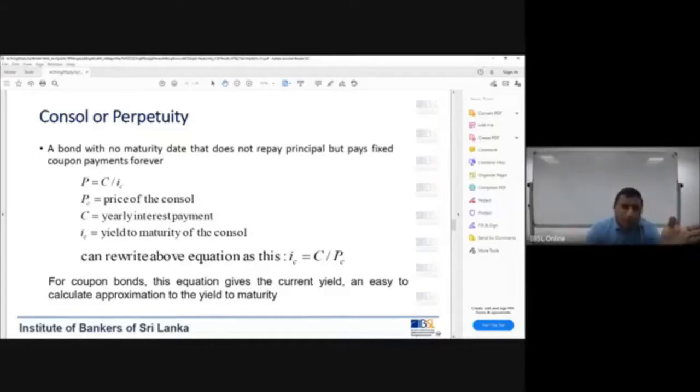This is also very, very important, because you will not come to know this type of concepts unless you study. And here, very interestingly, you see a concept called consol or perpetuity. There is no precise time defined for maturity. They don't say maturity is in 50 years. It's a long-term instrument, right? So one with no maturity date that does not repay principal but pays fixed coupon payments forever.